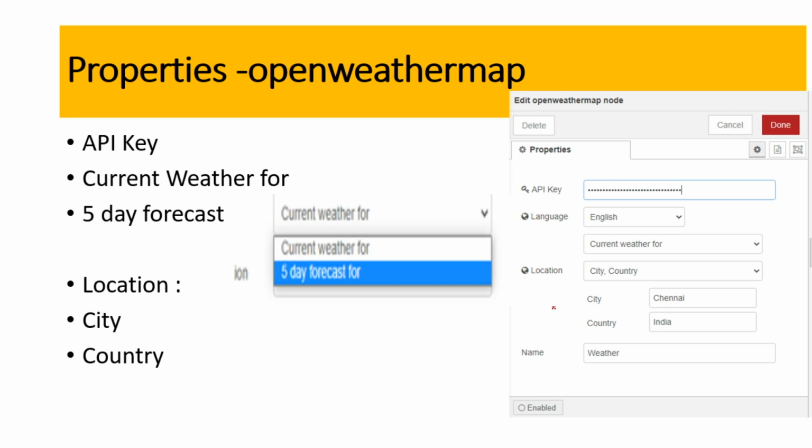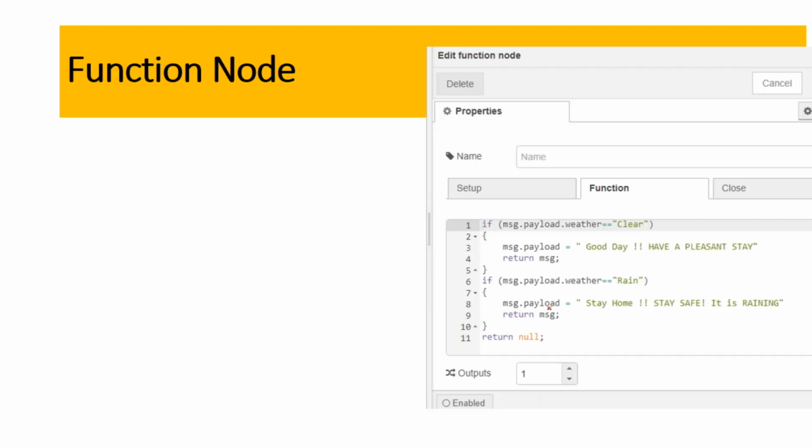Then we can provide the city, so the location: city Chennai and the country India. So these are the 2 parameters we are supposed to provide here. Once this is done, then we can create a function node.